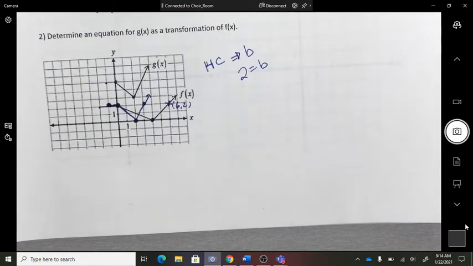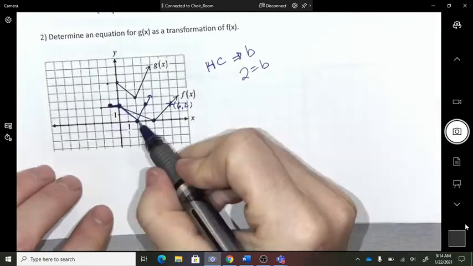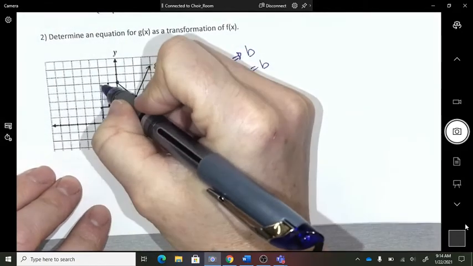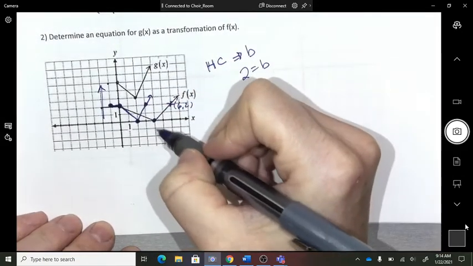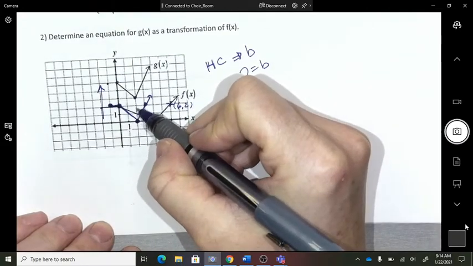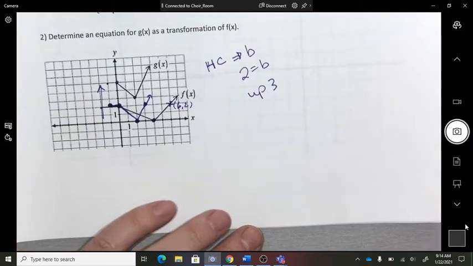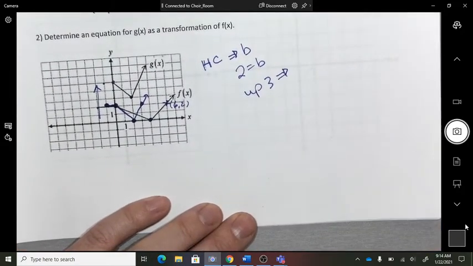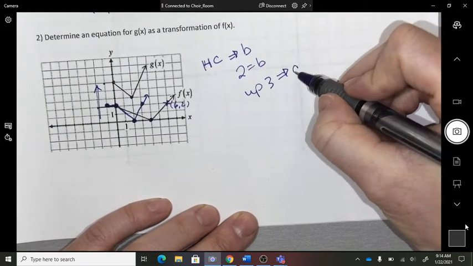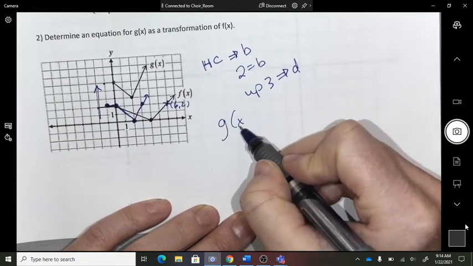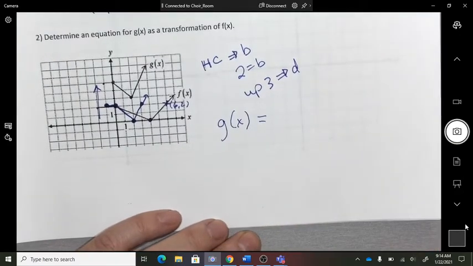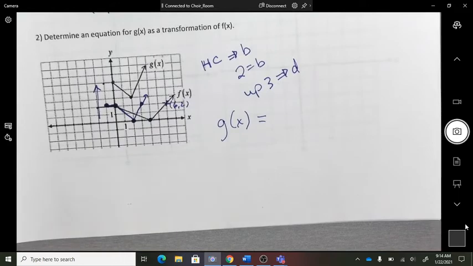Okay, so there's a compression, and now what happened? There's something else, because now it's way up here, right? So I'm going to compress it, and then it's going to have to all move up. How many points? 3. What letter does it move up 3 with? D. So g of x equals f of x with those things that happened.